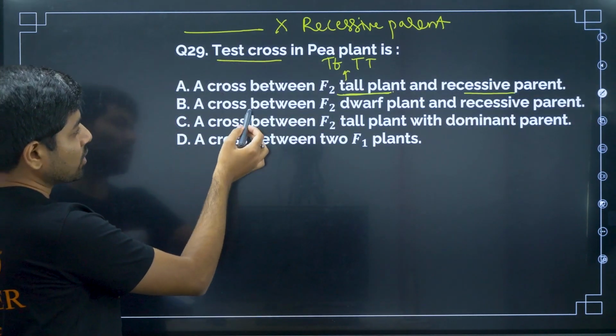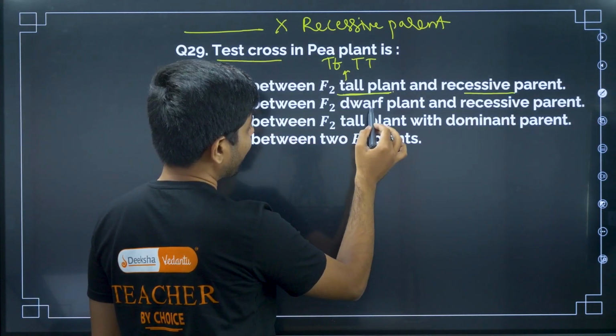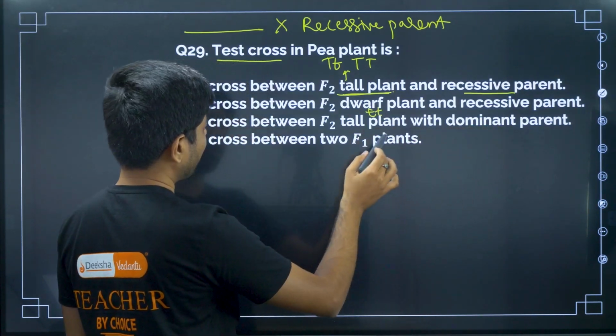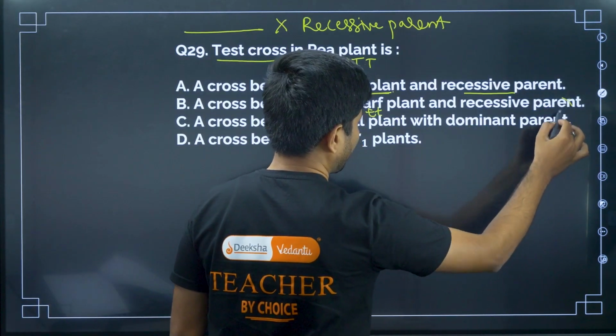Look at option B, a cross between F2 dwarf. Dwarf we know it is small t. This is for sure with a recessive parent. Therefore this is not a test cross, right?